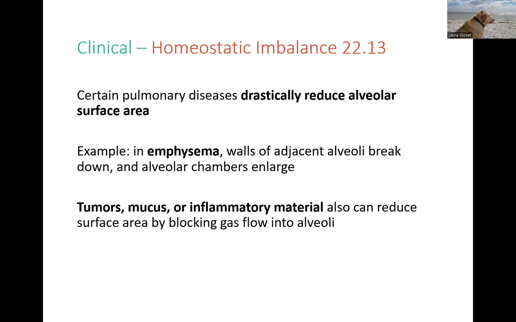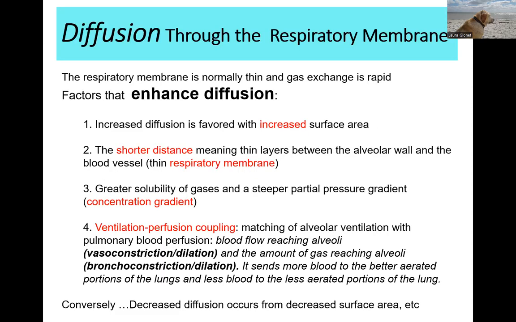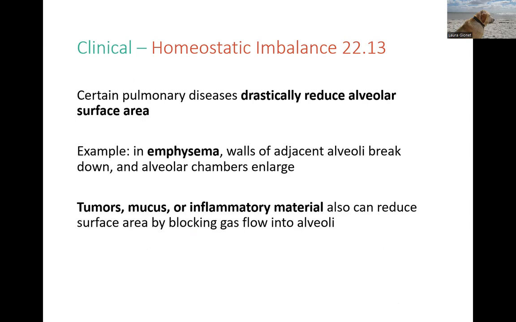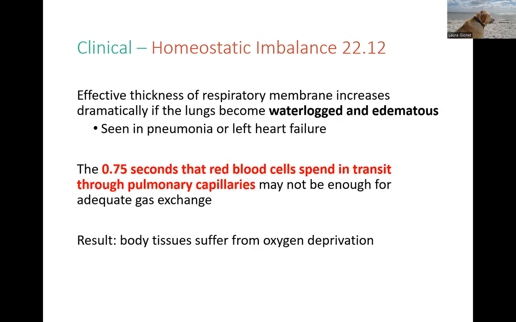And when we reduce the surface area, as we said, for diffusion to occur, then you're going to have less opportunity for diffusion. You're going to discourage diffusion. And not only that, emphysema has a tendency to break down those elastic fibers. So not only do you have less surface area for gas exchange to occur, but you have lost the ability to recoil the same way and then expel the gases that are in the lungs. Tumors, mucus, or inflammatory material can also reduce the surface area by blocking gas flow into alveoli.